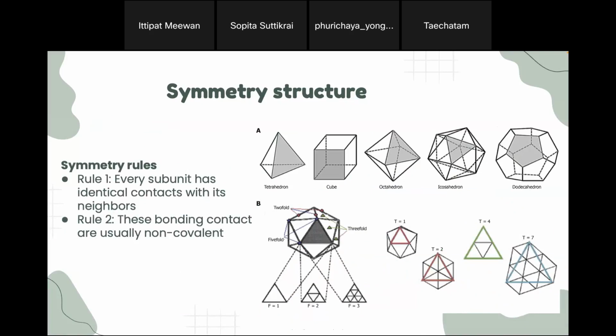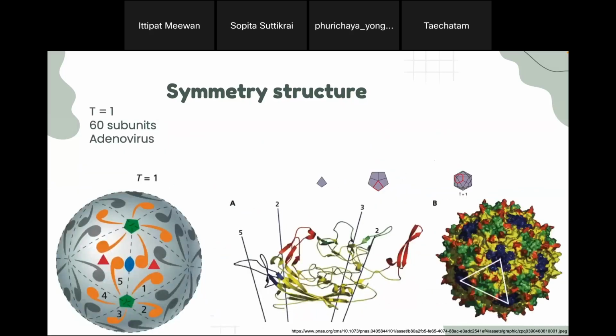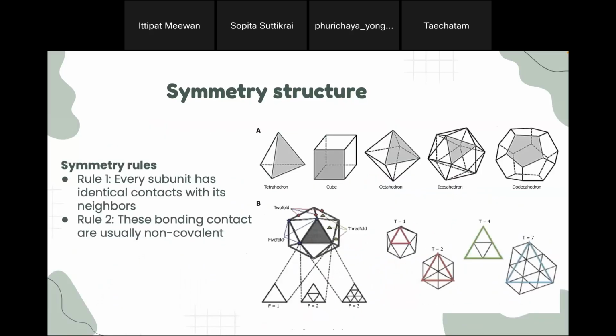But those are not common. The common structure of the virus is the icosahedron. So this number is more general for the icosahedron. No, not many. Yes, only icosahedron. For the general shape of everything else, we're more familiar with tetrahedron, cube, or octahedron, right? But for viruses, it's more common to be an icosahedron.